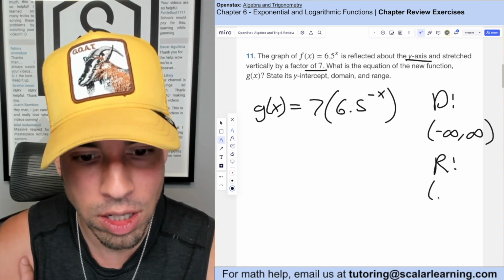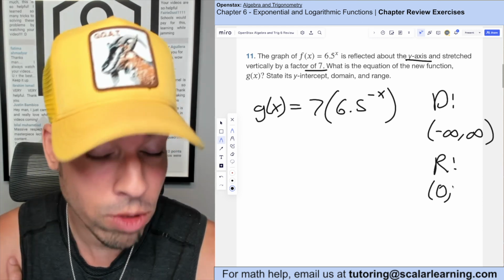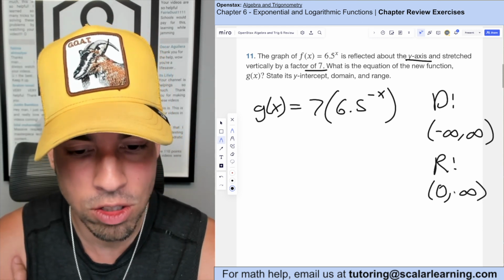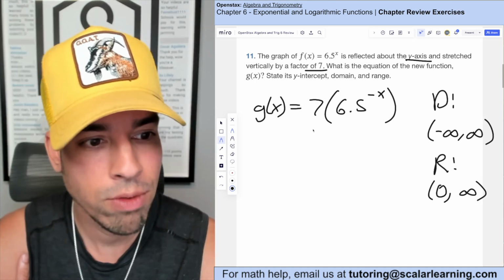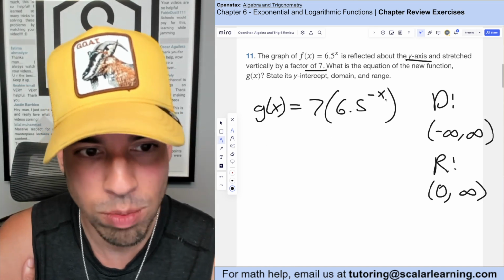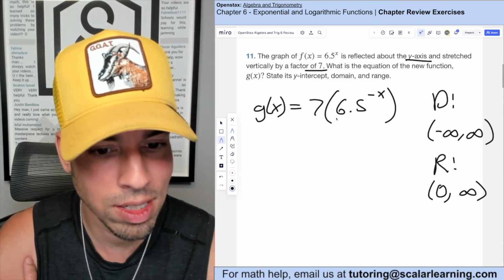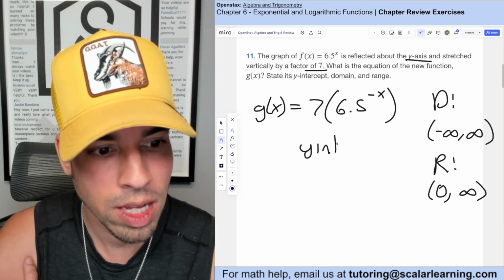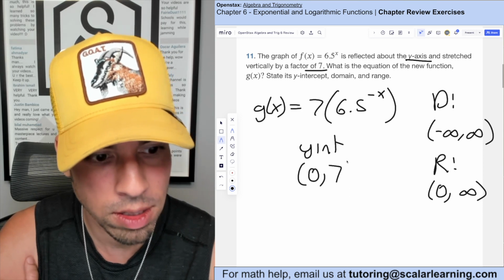So the range is from 0, but it'll never hit 0, going to infinity, and this is just interval notation, right? And then for the y-intercept, it's the value when x equals 0. So when x equals 0, it's 6.5 to the 0, which is 1, times 7 is 7. So that's our y-intercept, (0, 7). That's how you do it.